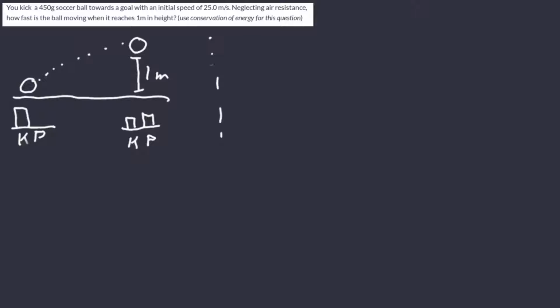And this is a conservative force that we're dealing with, gravity, and there's no external work being done in between these two states. So we can use our conservation of energy laws, just like the hint tells us. So our initial energy, it's all kinetic, and it's just equal to 1/2 mv squared.